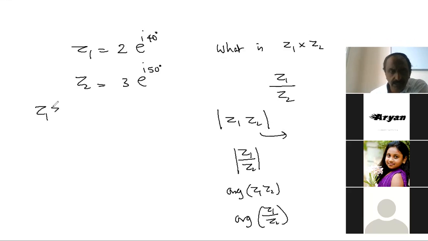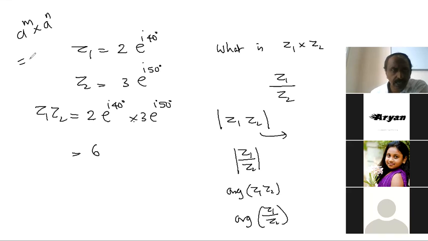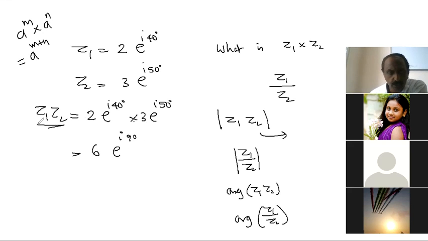Look at this. Z1 into Z2 means 2 e raised to i 40 degrees into 3 e raised to i 50 degrees. This became 2 into 3, 6. Powers: a raised to m into a raised to n is a raised to m plus n. So the powers will get added: e raised to i 90 degrees. So the modulus of the product is 6 and the argument of the product is 90 degrees. Have you got it? Yes, sir.